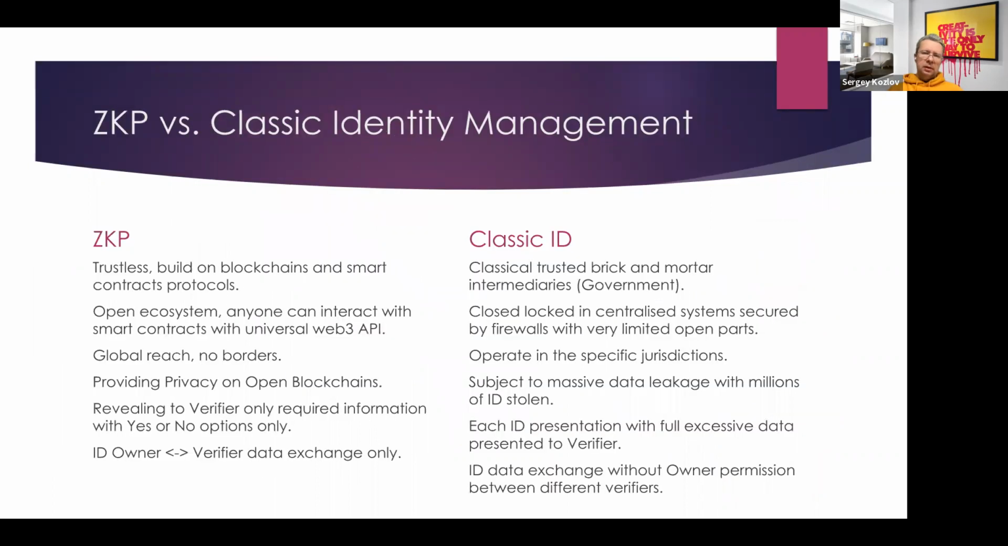So let's look at the comparison between zero knowledge proof and classical ID. Zero knowledge proof is trustless, so it's built on blockchain and smart contracts protocol, so you don't need to trust anyone. There is no exchange between different ID agents, issuer, and the verifier. Classical ID relies on trusted brick and mortar intermediaries, which means that in the classical way, if we have IDs, we always use this intermediary. Zero knowledge proof is an open ecosystem. It means that all the parties are open, anyone can use it.